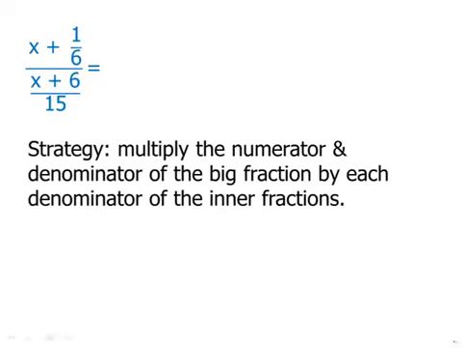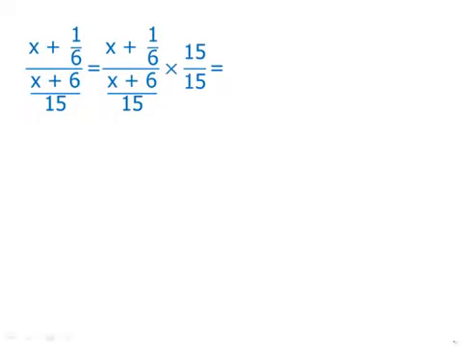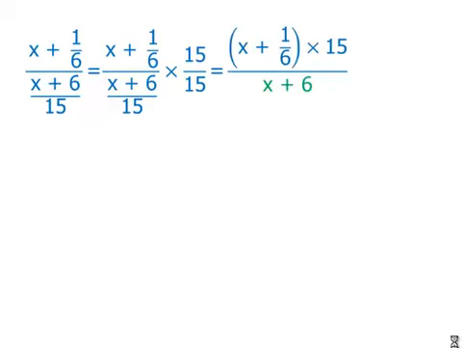The strategy will be to multiply the numerator and the denominator of the big fraction by each denominator of the inner fractions. So I'm going to start with that 15. I'm going to multiply the numerator and denominator by 15. In the denominator, it will just cancel, and I'll get the numerator, which is x plus 6, the numerator of that little fraction. So I've eliminated the fraction in the denominator at this point.